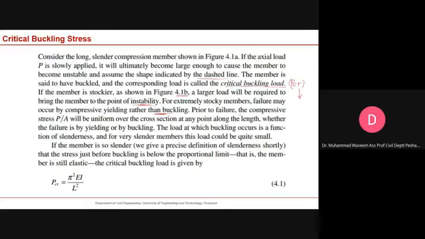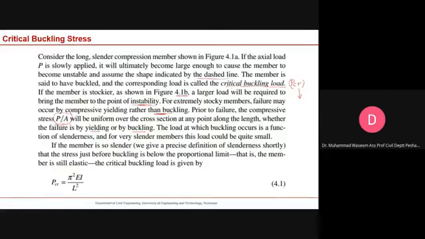Prior to the failure, the compressive stresses P/A will be uniform over the cross section at any point along the length, whether the failure is by yielding or by buckling. As I told you, the compressive stresses before the failure, if it is failing by buckling, depend on whether it is a slender member or a stockier member. The stresses are uniformly distributed over the cross section, and you can estimate this stress magnitude with this formulation.